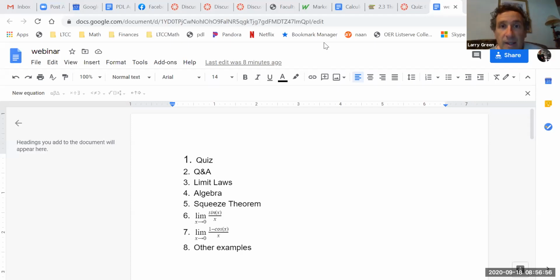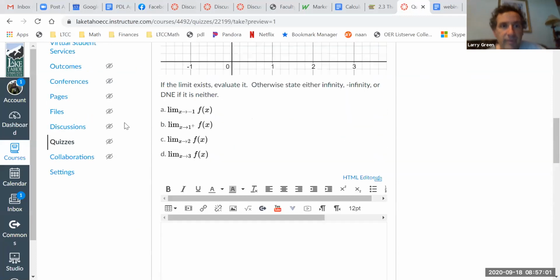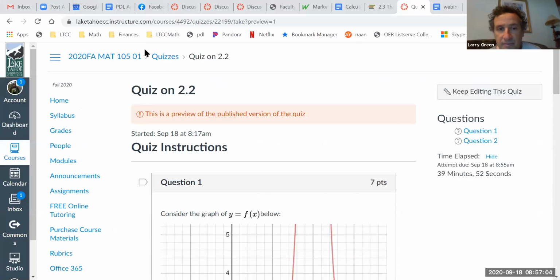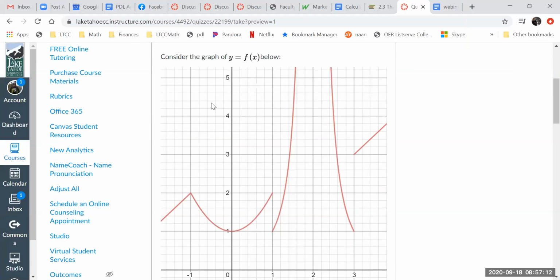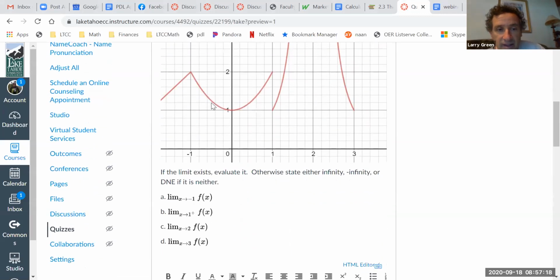So let us get to the quiz. Let me share my desktop. Okay, so here's your quiz. The idea here is we have this graph, and it's this messy kind of piecewise defined graph, and we have to find some limits. So let's look at the first one.